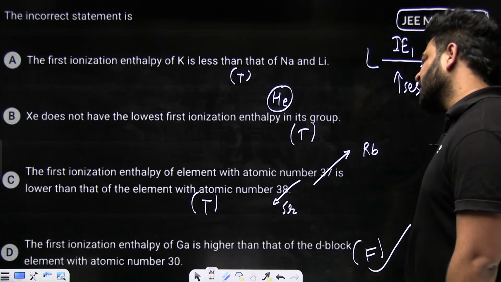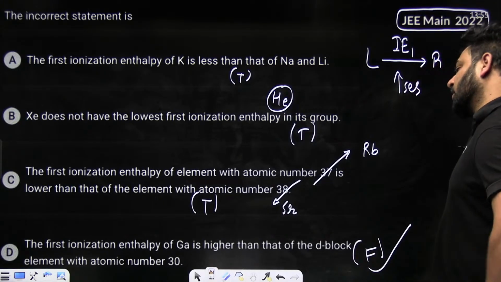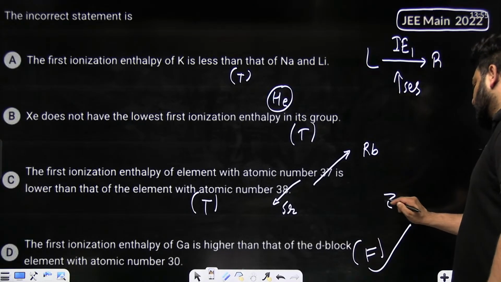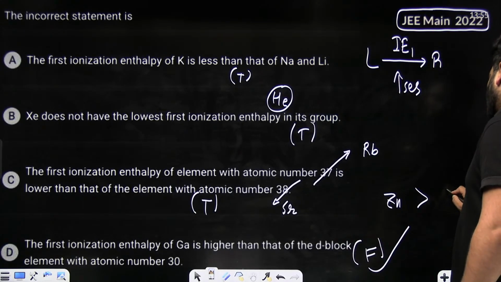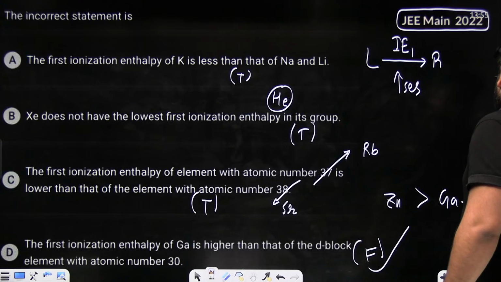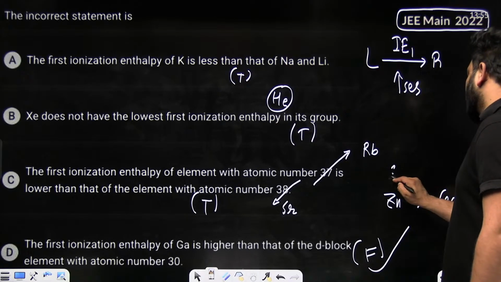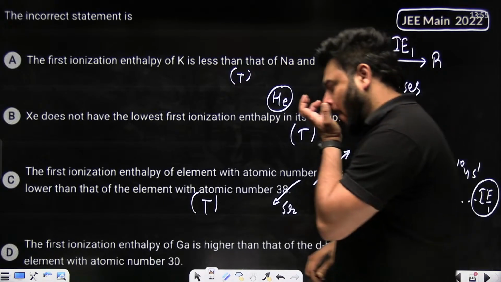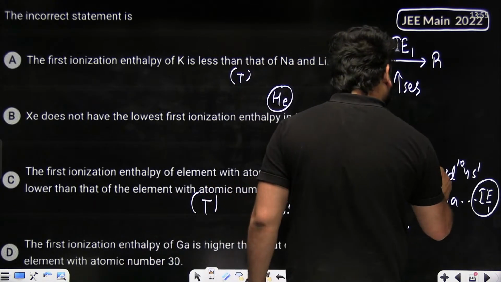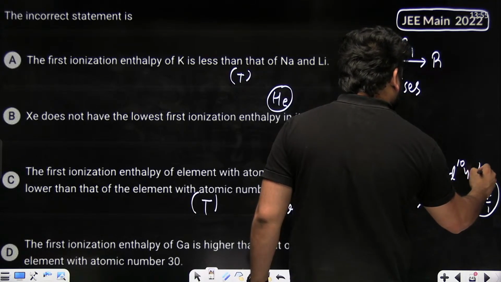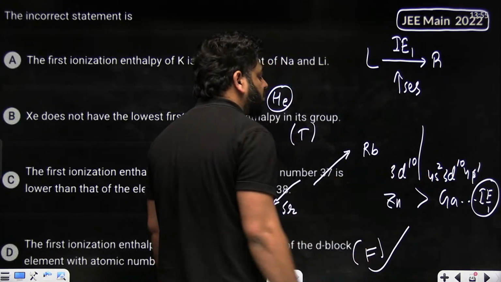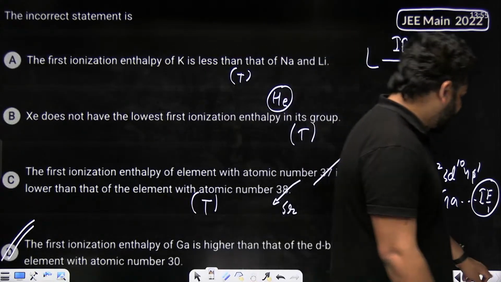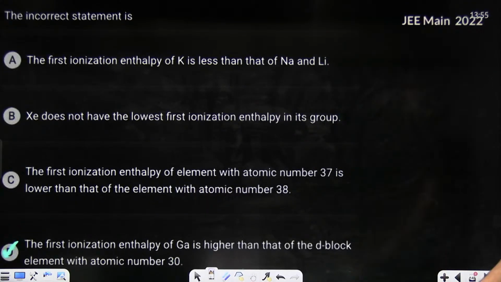Correct, because the first ionization enthalpy of gallium is higher than that of the d block element with atomic number 30. So we are right now talking about zinc. Zinc has more ionization enthalpy 1 than gallium, because zinc has a fully filled 3d10 configuration and gallium has a 3d10 4s2 4p1 configuration. So it is very difficult to remove an electron from zinc than gallium. So this is the correct answer, guys. This is actually a false statement and this was asked in the question. The false statement, D is correct.